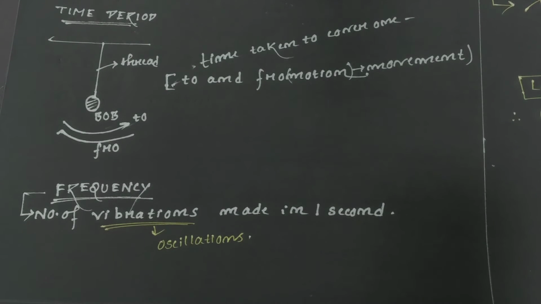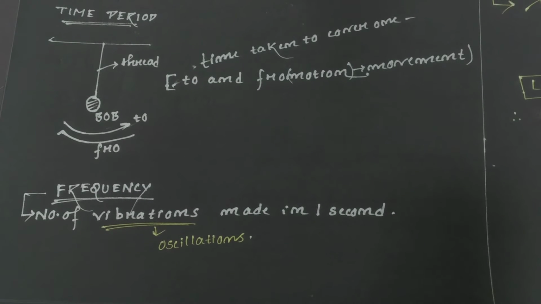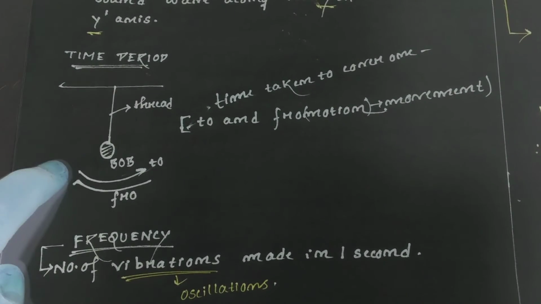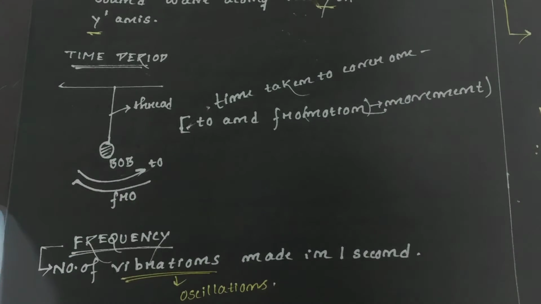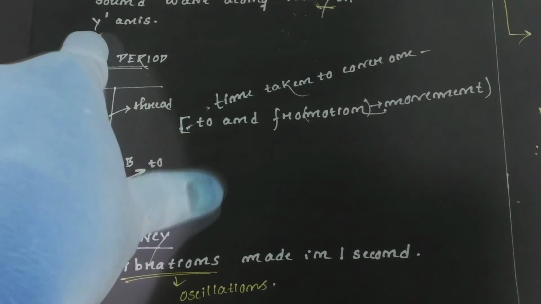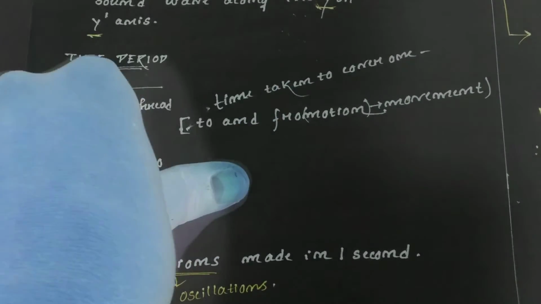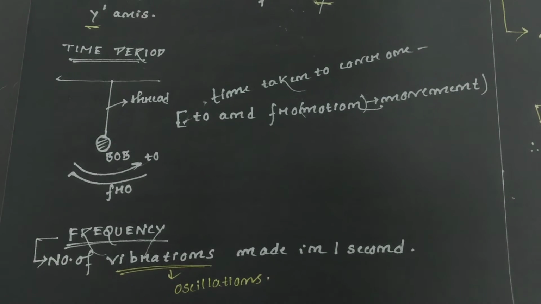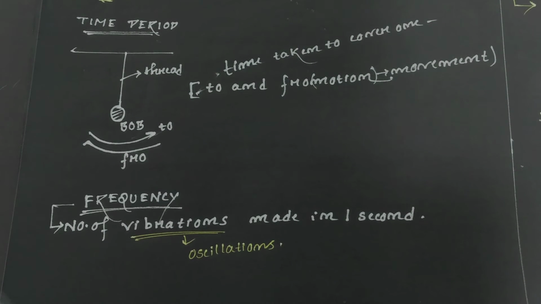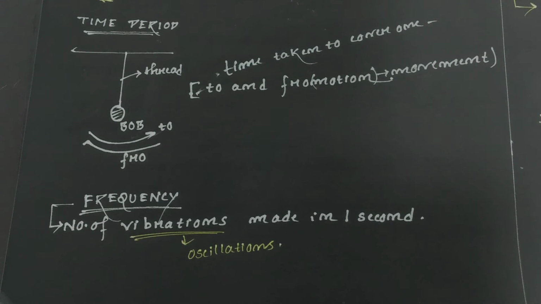Okay. Now frequency can also be defined in this structure. Here the pendulum is moving one time here, one time there. So time period is the time taken to cover one complete oscillation, whereas frequency is the number of vibrations made in 1 second. So they have something in common, right?